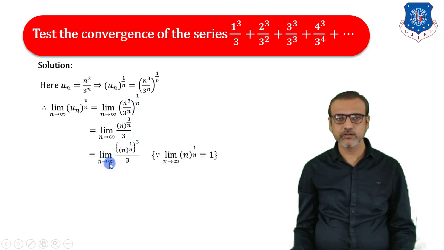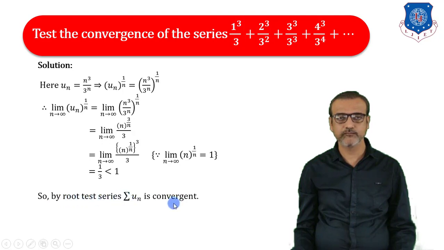Now this is equal to limit n tends to infinite, writing n raised to 3 upon n as n raised to 1 upon n the whole raised to 3, divided by 3. Now the limit n tends to infinite n raised to 1 upon n, its value is 1. So it will become 1 cube, which is 1, divided by 3. So the answer of this limit is 1 upon 3, and 1 upon 3 is less than 1. So by root test, series sigma un is convergent.